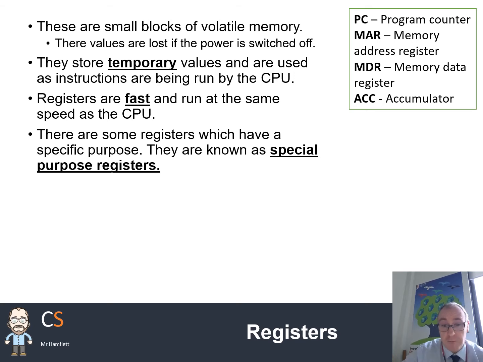There are two types of registers. There are general purpose ones, which we use just to do calculations and store things temporarily, and then there are special purpose ones which you need to be aware of. The special purpose ones you need to know about are listed on this slide. You've got the program counter, the MAR, the MDR, and ACC, and we'll delve into what those are now.